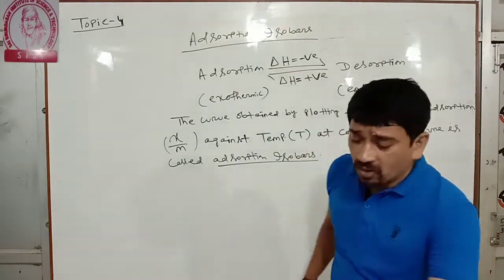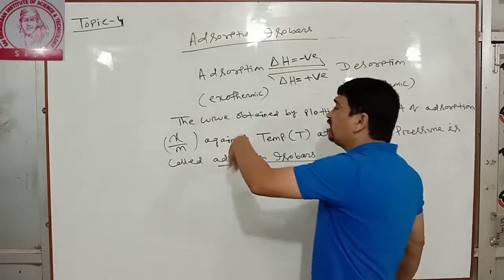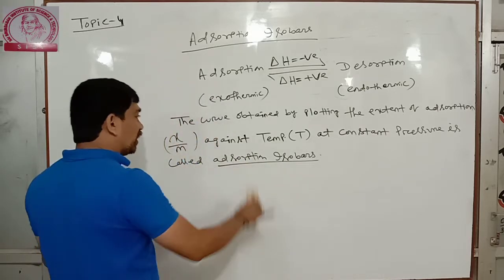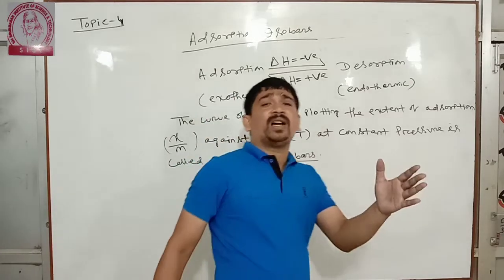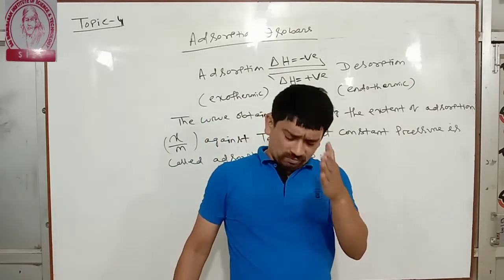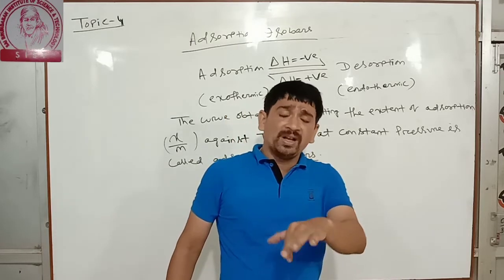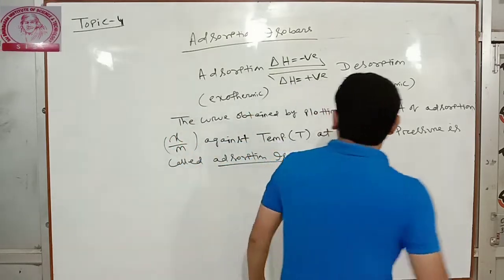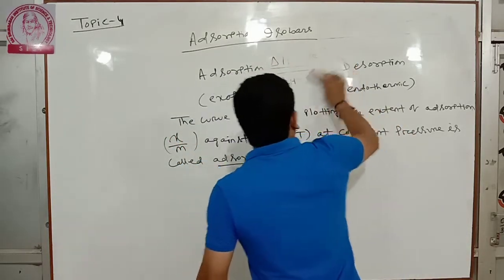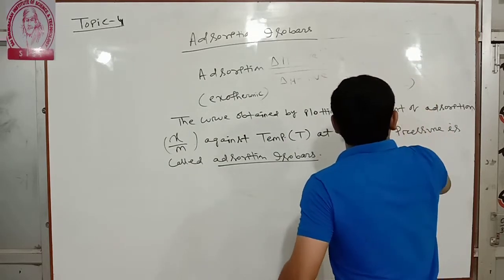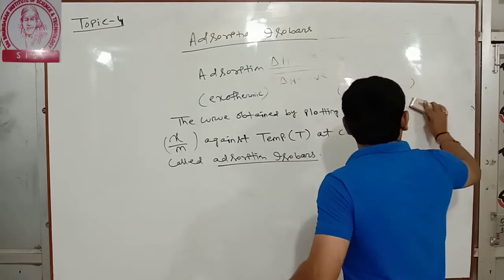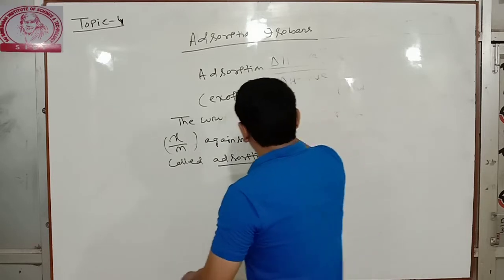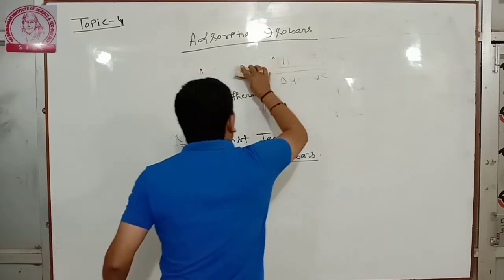So we will discuss how this curve changes for physical adsorption and for chemical adsorption. We have to draw the adsorption isobar curve for physical adsorption and for chemical adsorption. How will this graph look? I am drawing this graph. Look at this graph. How will this graph be obtained?